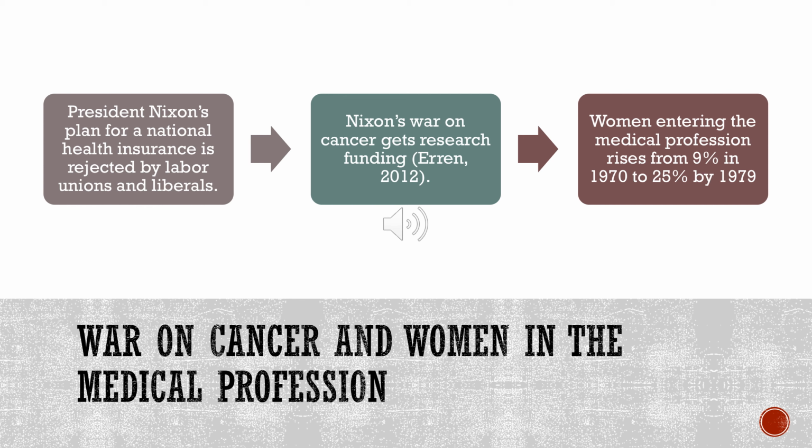We also see in the 1970s the war on cancer and women in the medical profession. So President Nixon's plan for national health insurance is rejected, again, for a national plan, by labor unions and liberals. Nixon's war on cancer gets research funding, which begins the research funding for cancer. Women are actually entering the medical profession. They're rising from 9% of women in the profession in 1970 to 25% by 1979. So this is a big jump for women in medical care.